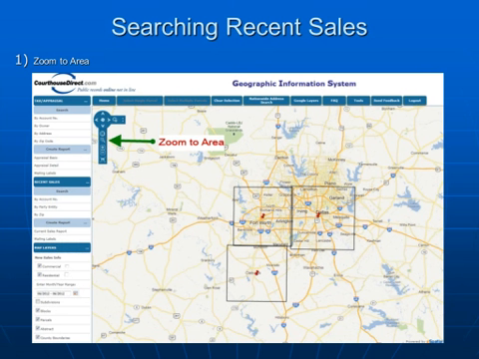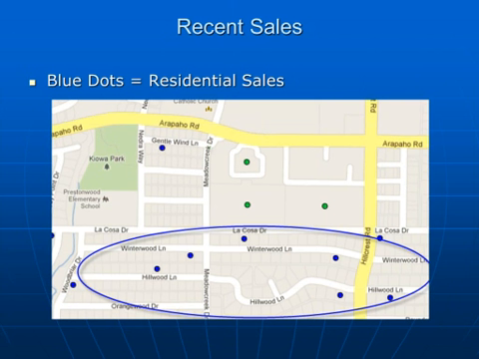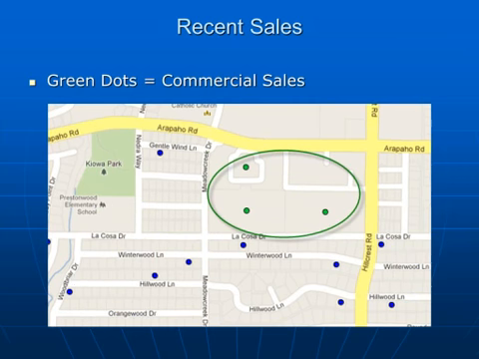Also, when you're researching recent sales information, the same way that you zoomed into an area on tax information, you would zoom into the area on recent sales. And as I mentioned, the blue dots would represent the residential sales, and then the green dots would represent the commercial sales.